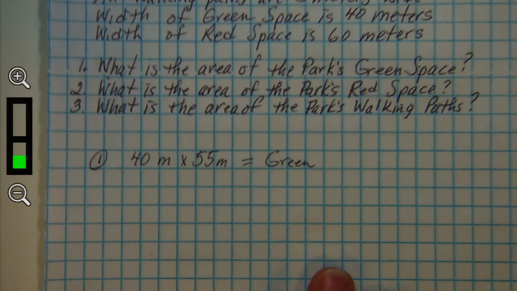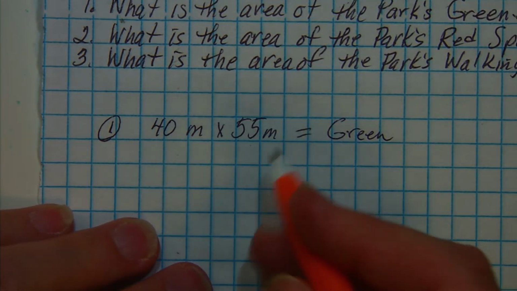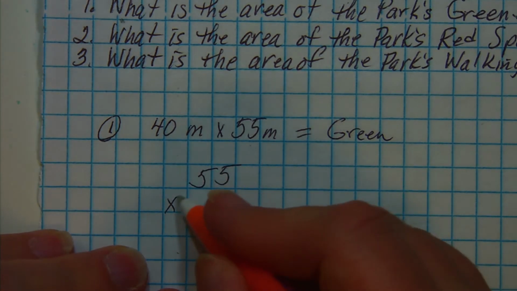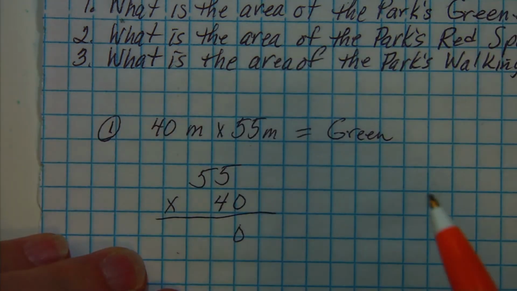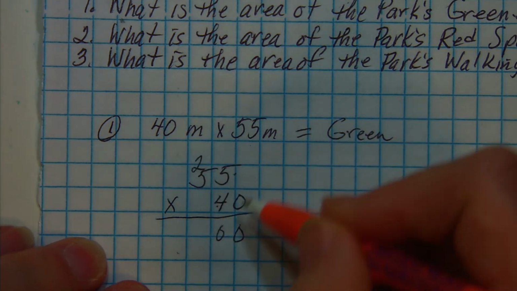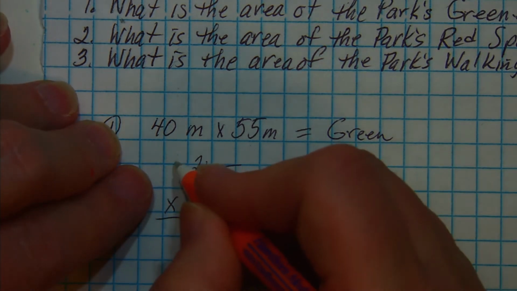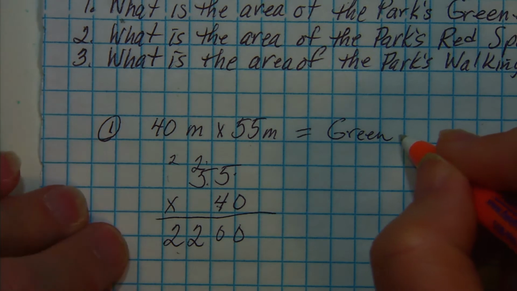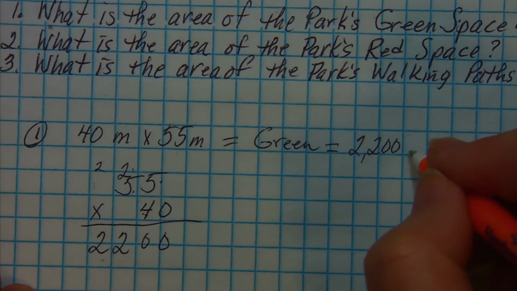Now we can zoom in so you can see that a little easier. I just need to multiply 55 by 40. I'm going to drag and drop that 0 right out into the alley and drop down, and now I don't have to worry about it. 4 times 5 is 20. 0 down, 2 gets regrouped. And 4 times 5 is 20 again, plus that 2 is 22. 2 down, 2 regroup, but I don't have anything to regroup it, so I can put it right down. So the green space equals 2,200 square meters.